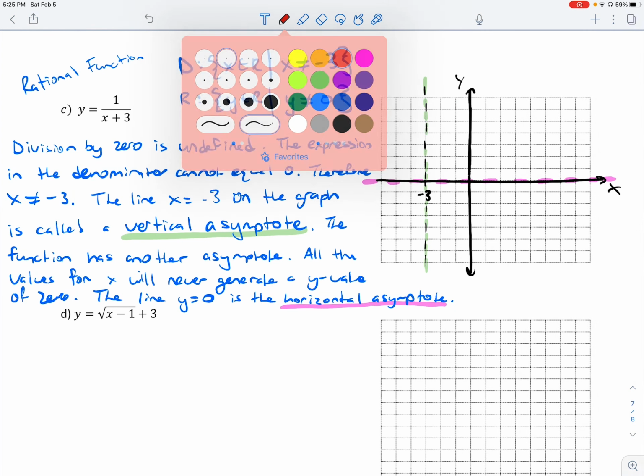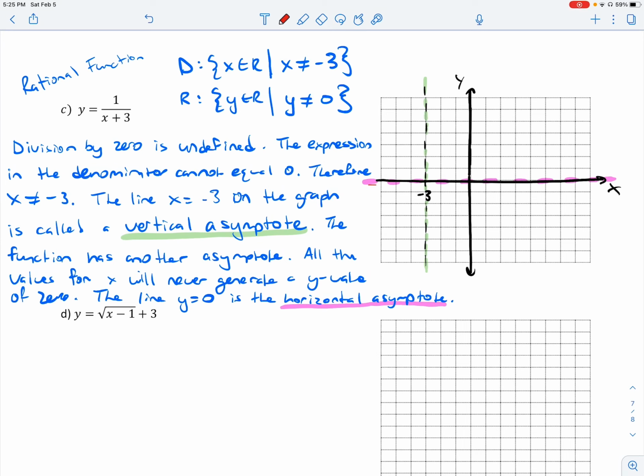I'll do this in red. When we draw this, we want to make sure we're hugging the x-axis. We don't want to cross or touch it, we just want to get close. And same thing with the vertical asymptote. Make sure you put your arrows on it to show that it keeps continuing, and same on this side.